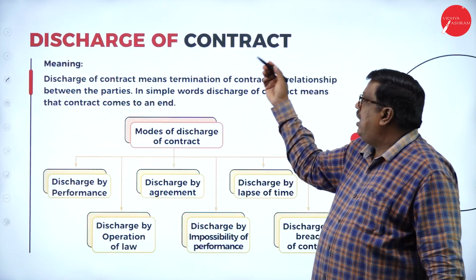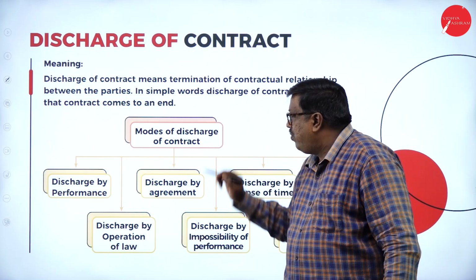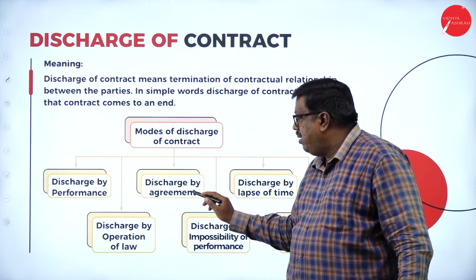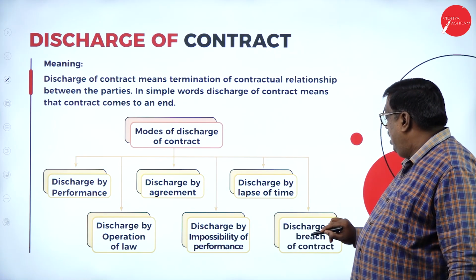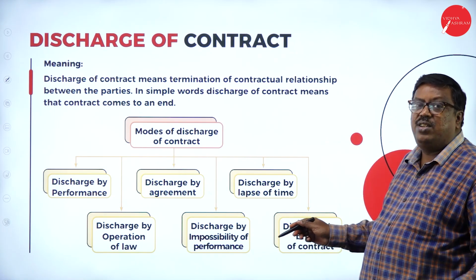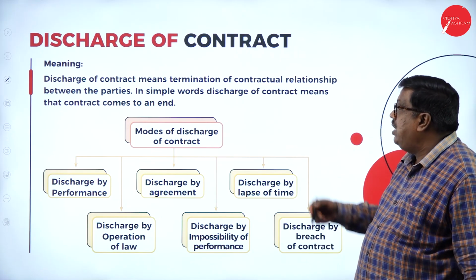Next one, discharge of contract. Modes of discharge of contract: performance, agreement, operation of law, impossibility, lapse of time, breach of contract. Breach means cancellation due to certain reasons which we're going to discuss.